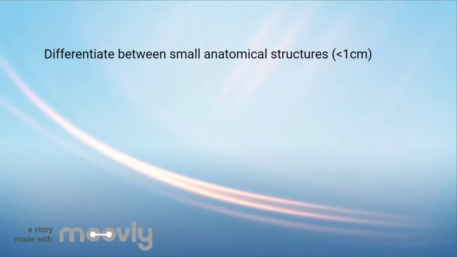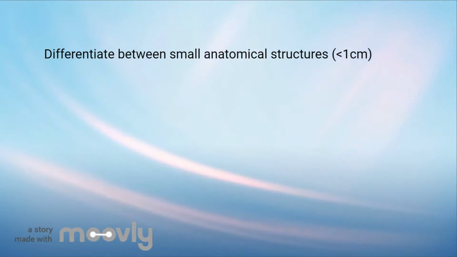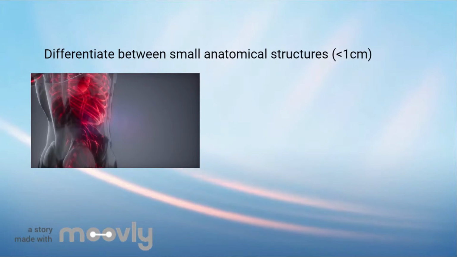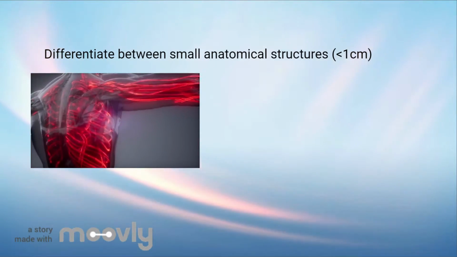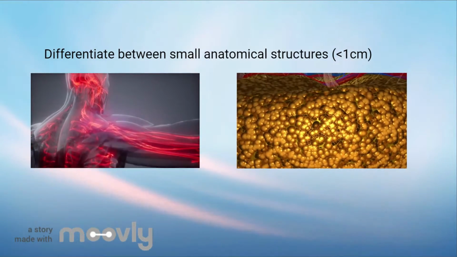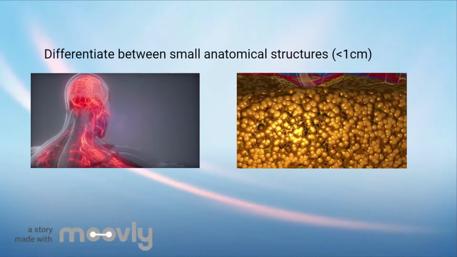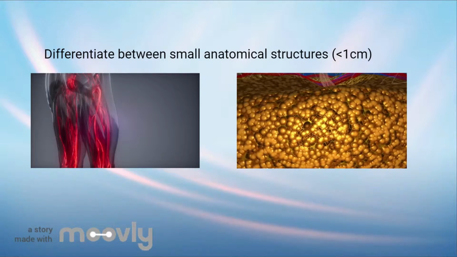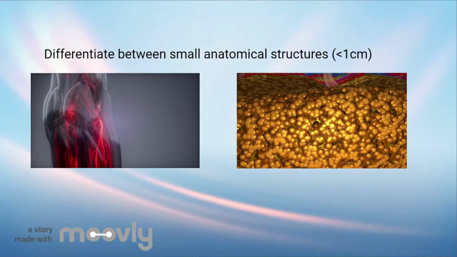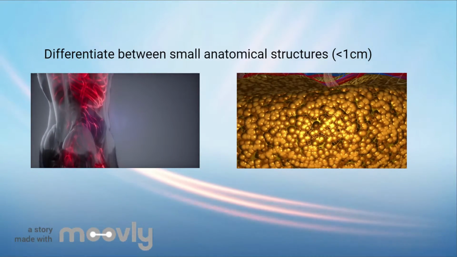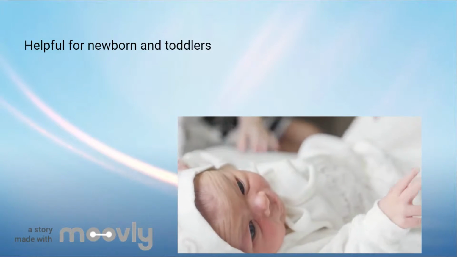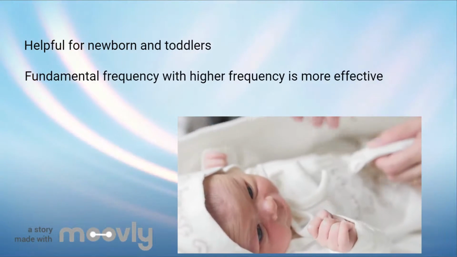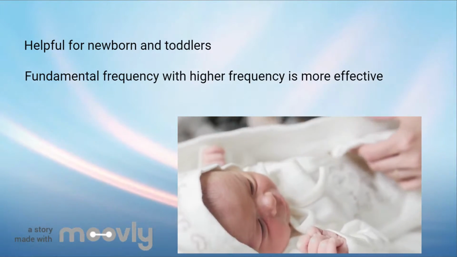THI can differentiate between small anatomical structures, such as abnormal tissue, portal veins, small biliary branches, and lesions, clearly in high fat dense tissue and fluids, which includes cysts and fluid build-up areas. This is helpful for newborns and toddlers since they have such a small body. A fundamental frequency image with a higher frequency will be more effective.